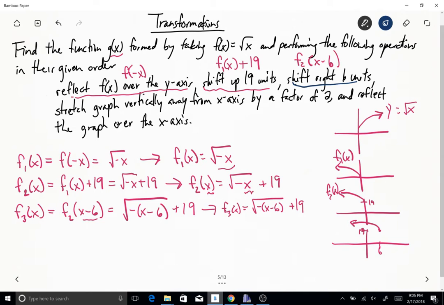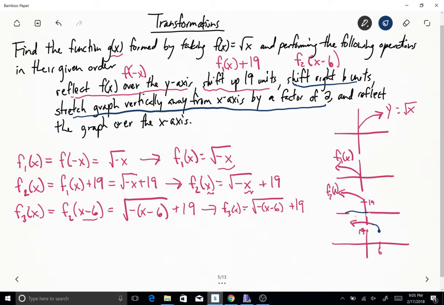Now we want to stretch the graph vertically away from the x-axis by a factor of 2. So we're going to take this graph now and stretch it away from the x-axis by a factor of 2. So everything's kind of gone further away. Oops, did I do that right? Sorry, I drew that a little bit too spot on there. Okay, so here is our old graph.